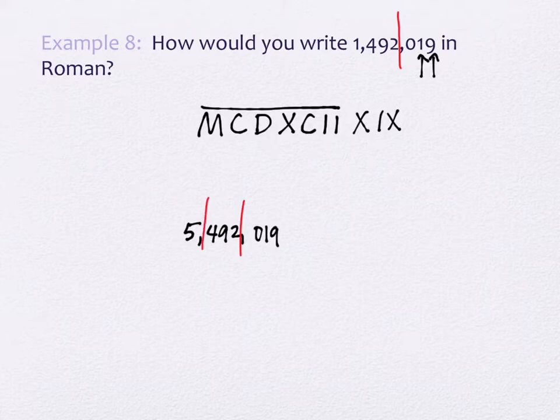The way I would get the 5 symbol is, of course, a V, but I'd put 2 bars on top. And then the 492 would be much like we did before, so CD, XC, II, and it would have 1 bar. And then I'd have my 19 at the end, XIX. And then it would have no bar. 492 would have a bar. It's in the thousands place. It's 492,000 where it's located, right? This is in the thousands spot.